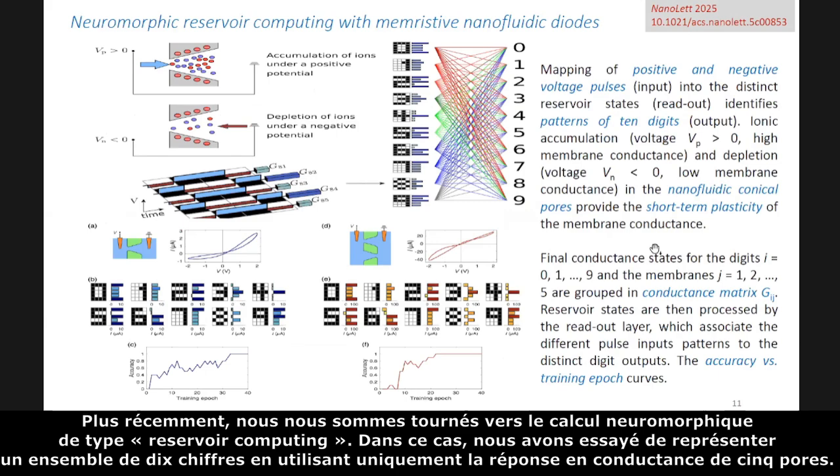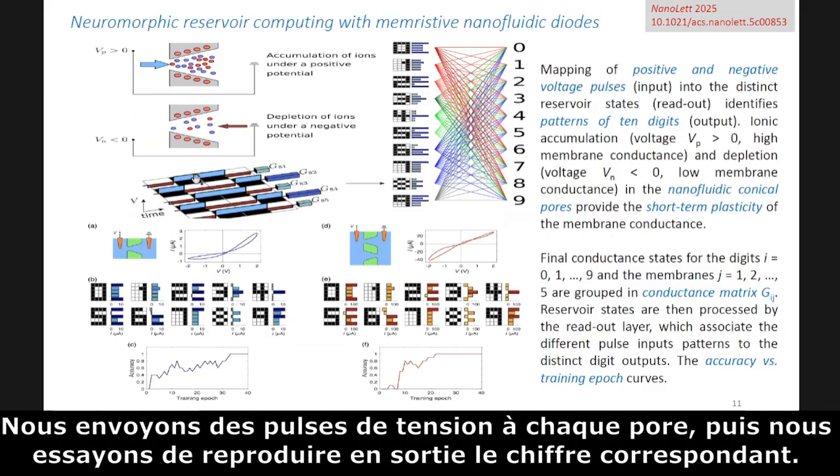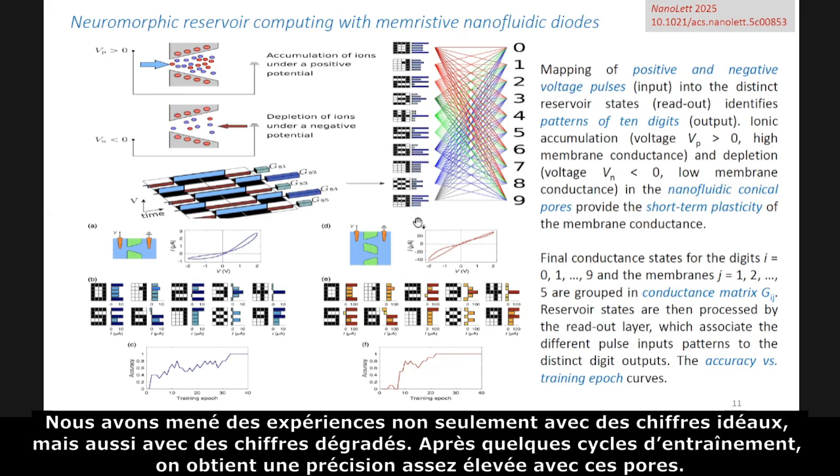More recently, we have moved to the case of neuromorphic reservoir computing, and in this case we have tried to map a set of 10 digits by using the conductance response of only 5 pores. We send voltage pulses to each pore, and then we try to reproduce in the output the digit we have. We have made experiments not only with ideal digits, but also with corrupted digits. And after a few training epochs, you can get quite good accuracy with these pores.